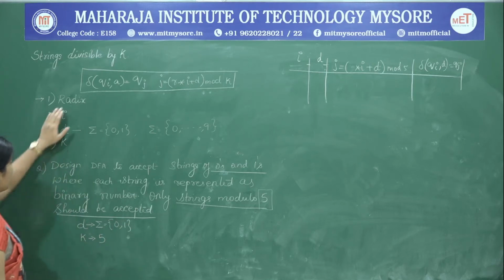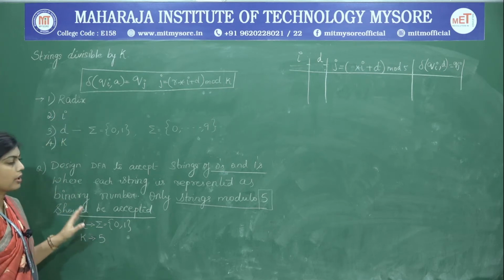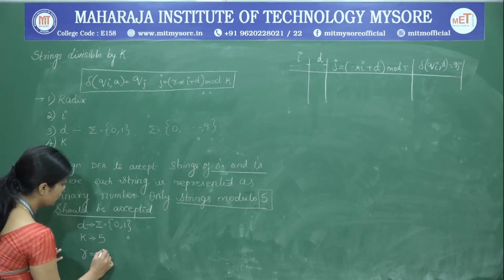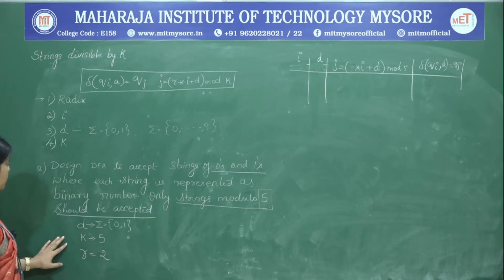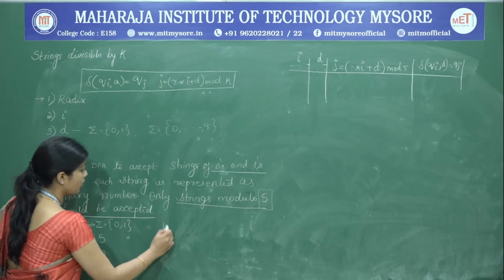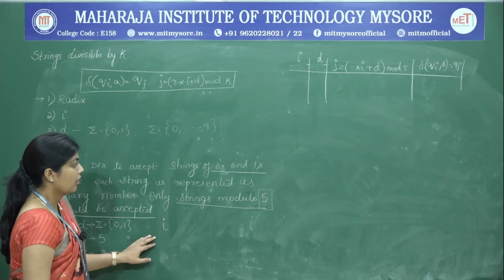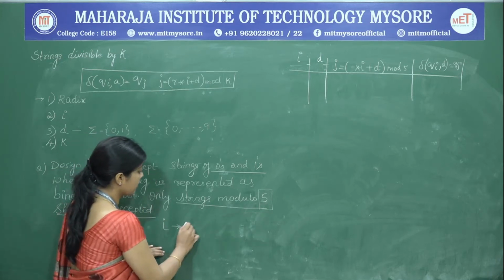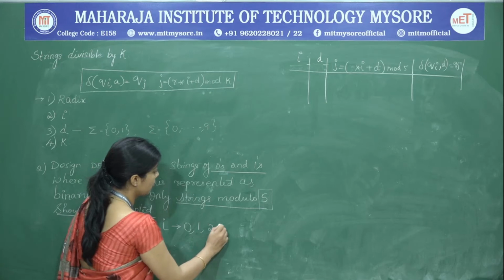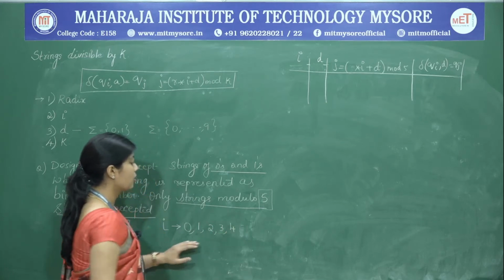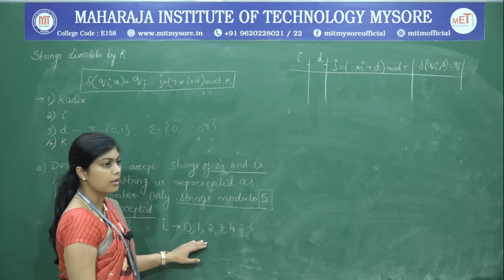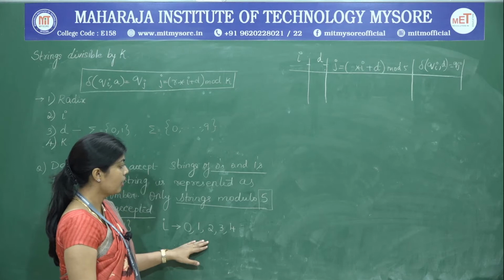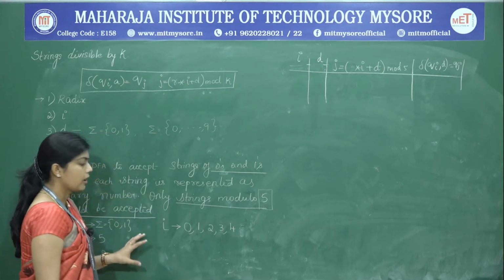And next we are left with the radix. Since we already know that this is a binary number, the radix is going to be 2, that is base 2. And we are also going to find all the possible remainders. When a number is divided by 5, the possible remainders are 0, 1, 2, 3 and 4. And I also told you that these are the different states of the DFA. So we have determined everything.